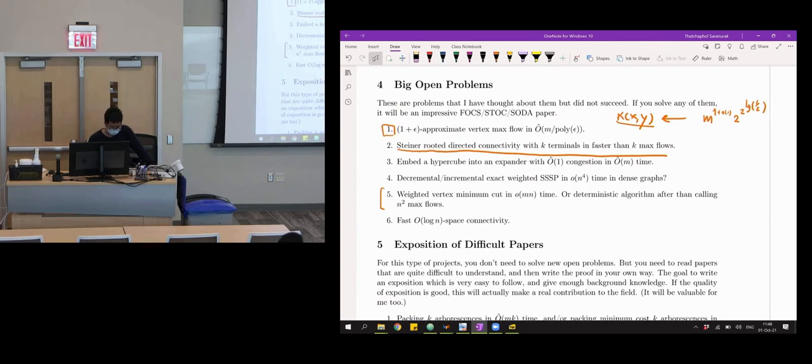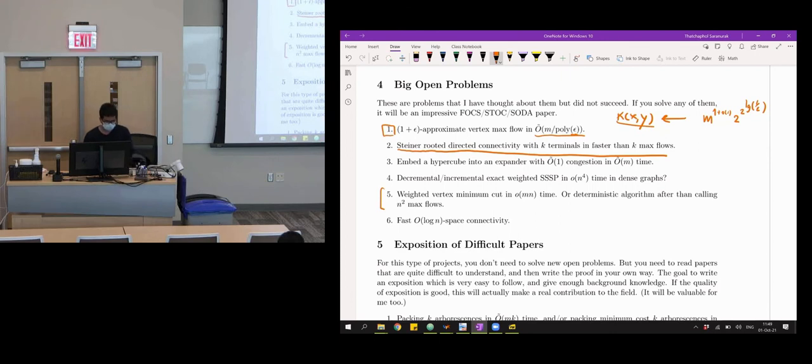Now the question is, can you improve it? Can you really get it in close to linear time, like m times polylog, with the dependency on epsilon being polynomial? Are x and y given? Yes, x and y are given. So it's really a vertex MaxFlow problem here. You have x and y, you want the maximum number of vertex disjoint paths, approximately.